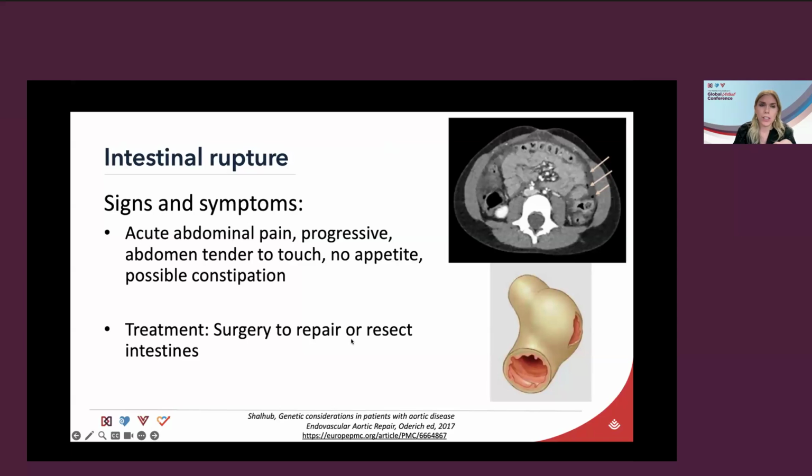Another major complication is intestinal rupture. And I know I'm going through these quickly because we're doing all of VEDS in just a few minutes, but this is where the bowel wall sort of gets little fistulas or tears in it. And that can be a major problem both for getting air and matter from the intestines outside, which can cause major infections. And so this usually presents with abdominal pain.